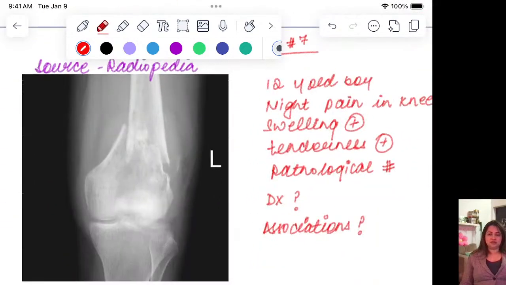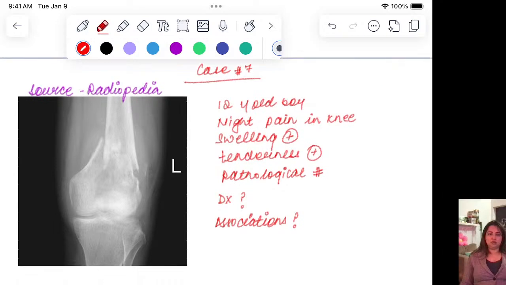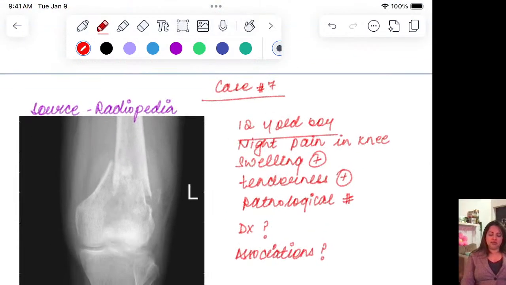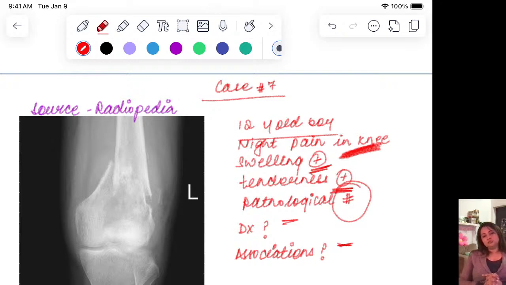Moving on, look at the next case. There's this 12-year-old boy having night pain in the knee. Swelling is present, tenderness is present, pathological fracture is there. What is the diagnosis and what are the associations? What do you think? What is the diagnosis, number one, and what are the associations?